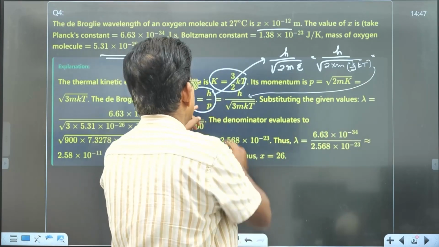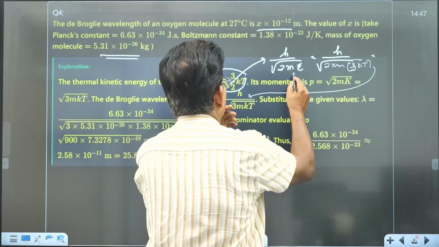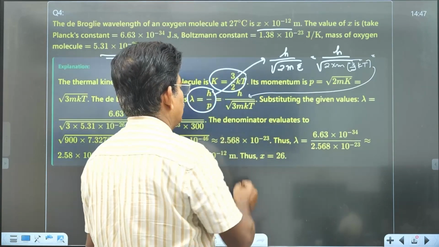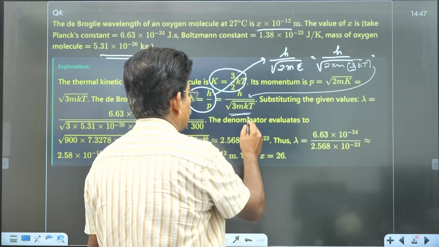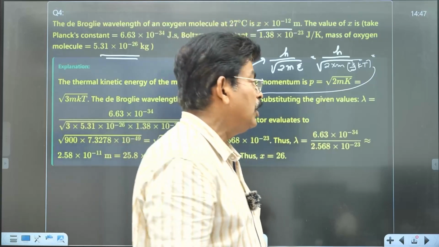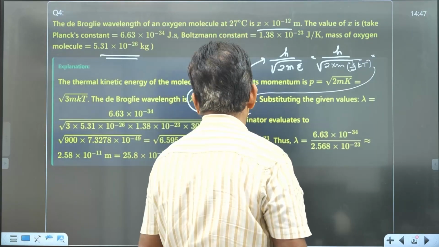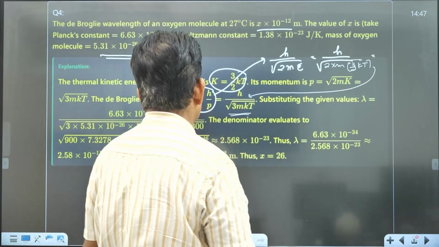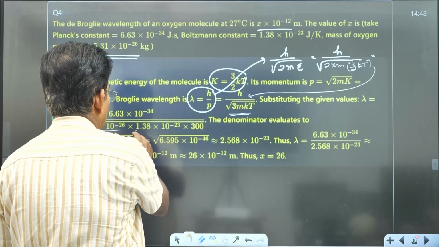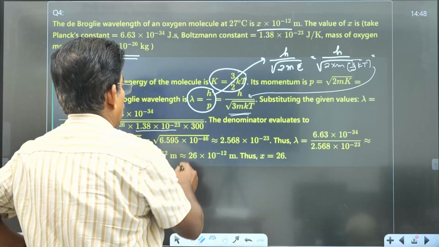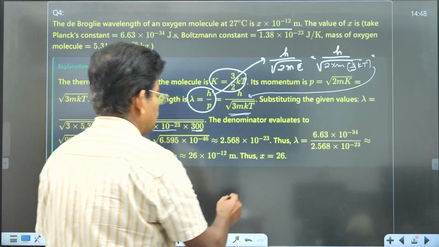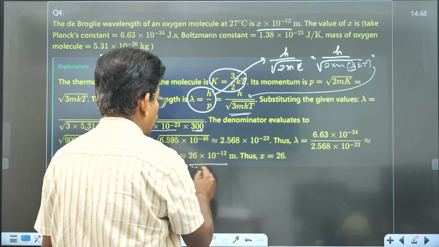So how does h by p become h by root of 2mE? E is replaced as the energy of a particle, 3 by 2 kT. So this is coming to be h by root of 3m kT. Now some mere substitution, everything is given in black and white. h is 6.6 into 10 to the power of minus 34, root of 3, mass of oxygen is given as 5.32, Boltzmann's constant 1.38 into 10 to the power of minus 23, and temperature is 27 degrees, that corresponds to 300 kelvin. When you work it out, this is coming to be 26 into 10 to the power of minus 12.